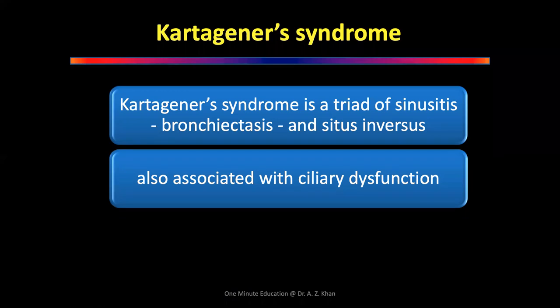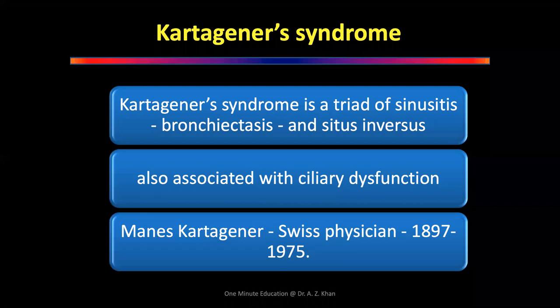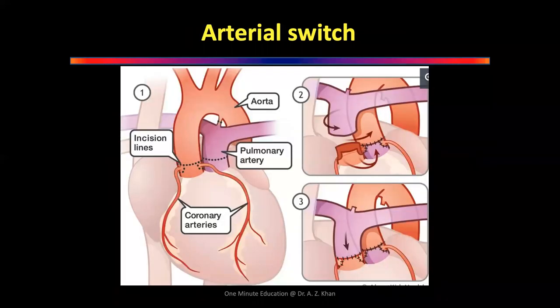And it's associated with ciliary dysfunction. Because of the ciliary dysfunction, you get recurrent respiratory tract infection. But it is also associated with infertility because the cilia of the sperms are also not very good. So very often you need to do a fertility assessment for the families of this patient. Okay, described by Manes Kartagener, a Swiss physician.